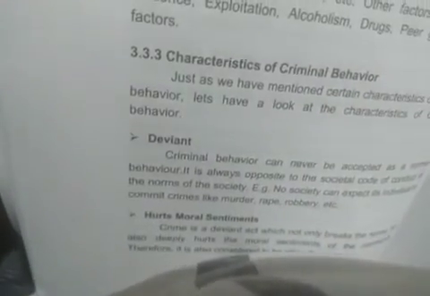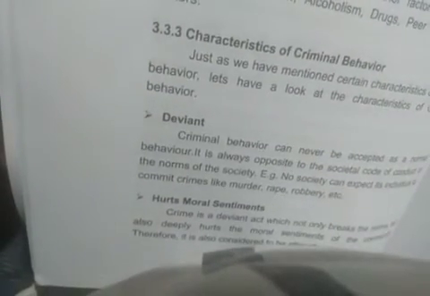Cybercrime. With an increase in the use of computer technology, cybercrime has become a regular phenomenon. Cybercrime is a crime that involves the use of the computer. We will study cybercrime in detail in the next unit.